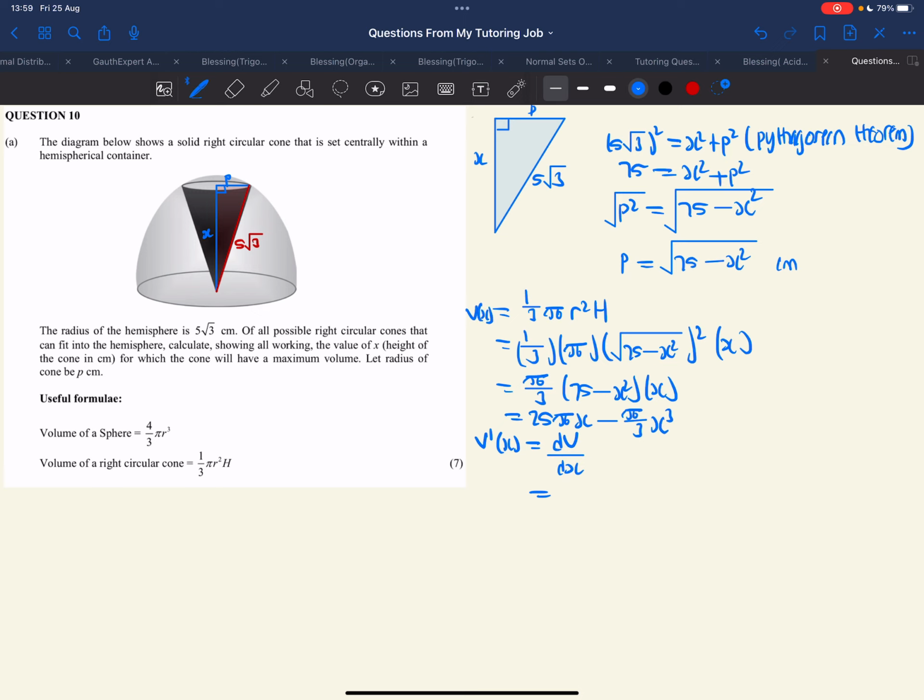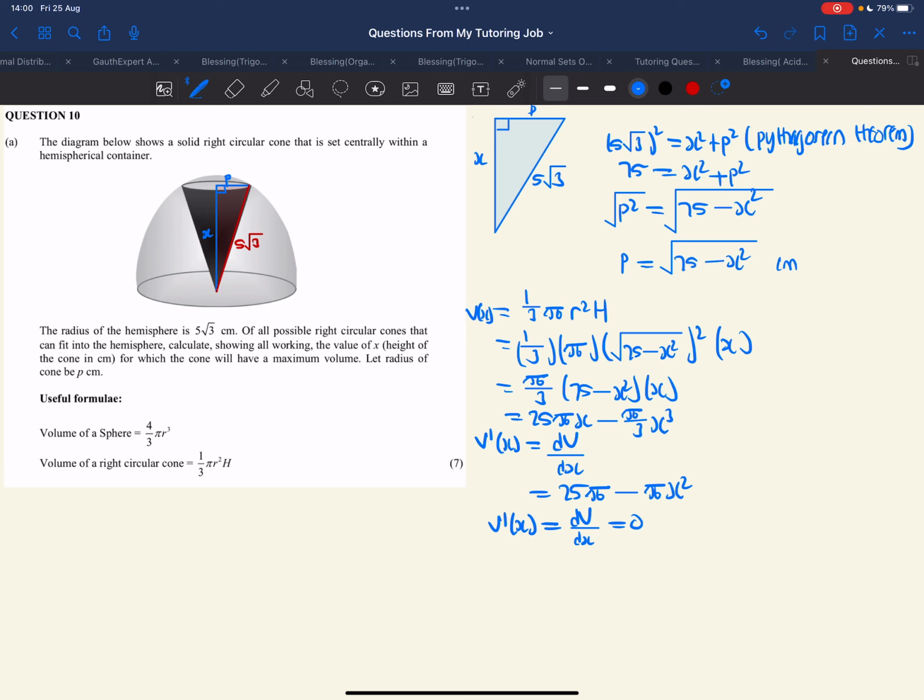If I do the first derivative of that function, I'm gonna get 25 pi minus pi x squared. The other thing I gotta do now, for me to solve for x, is say V prime of x, which is dV over dx, equals 0. I must set it to 0.